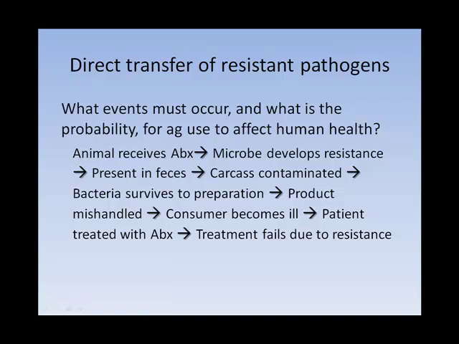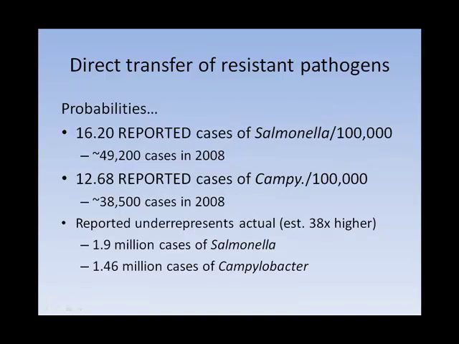The product is mishandled in the home or in a place of preparation. Either it's not cooked thoroughly or you get cross-contamination. The consumer then becomes ill. Then that individual goes to their physician and says that they have an illness and they want to be treated. The physician then prescribes an antimicrobial, and then treatment fails due to resistance. All of those things have to occur for us to say that a treatment failure occurred, that there's a public health risk associated with using antimicrobials on the farm. So what are the probabilities of those occurring? It seems like a long pathway and seems kind of unlikely to occur, right?